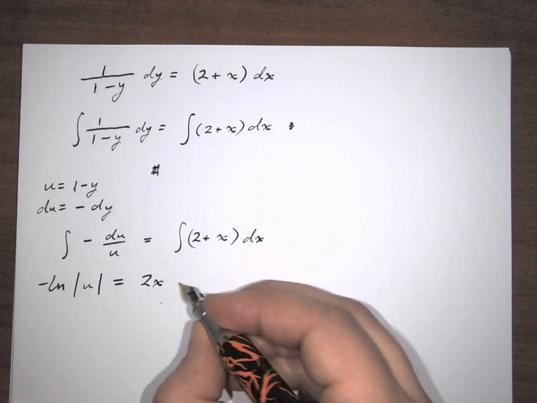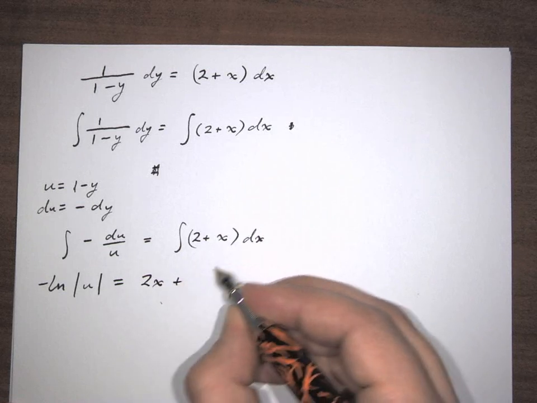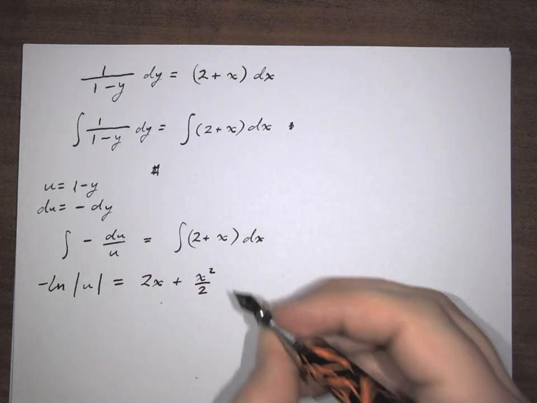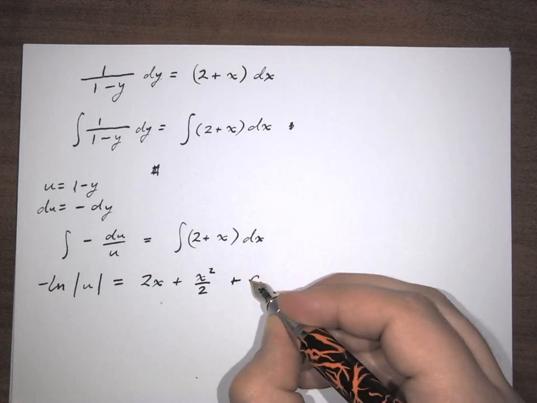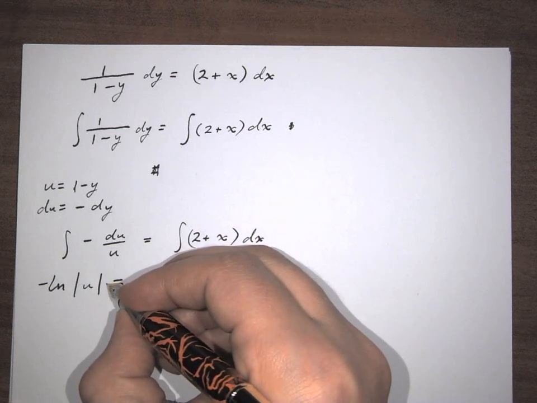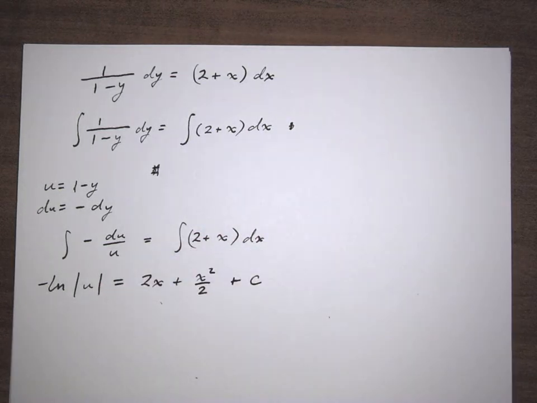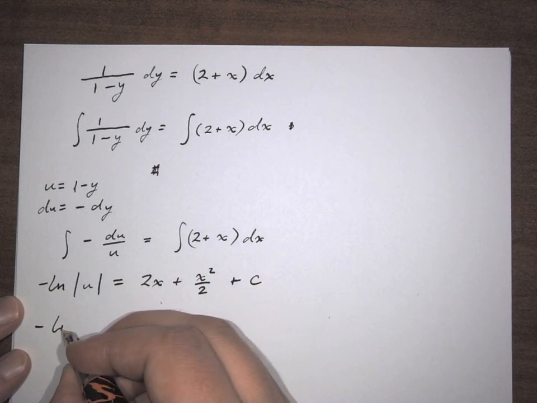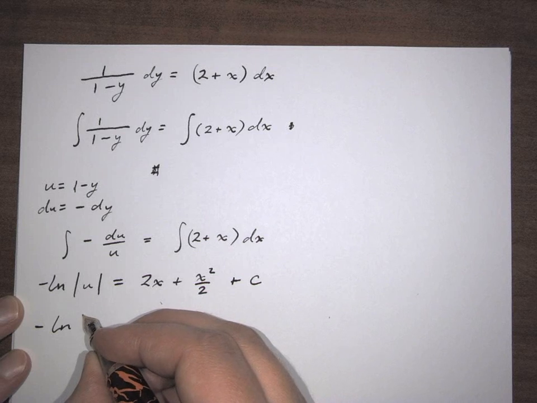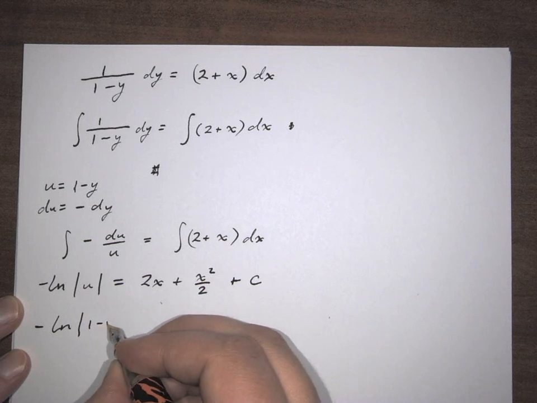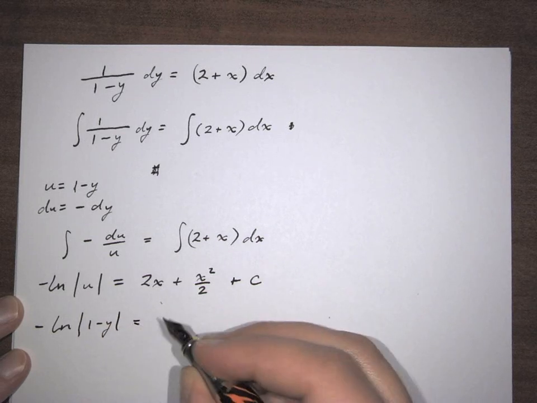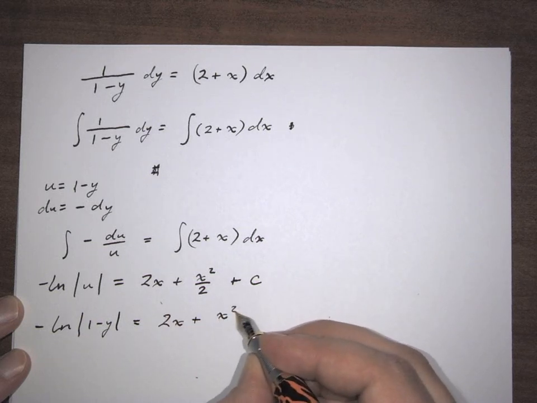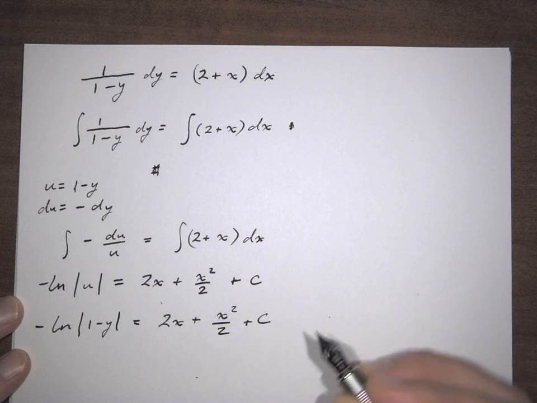And here, we're integrating with respect to x, so that's going to be 2x. And then that's going to be x squared over 2. And then finally, this is the constant of integration that applies really for both the left and the right alike. So now what we've got here is negative natural log of the absolute value of 1 minus y. And over here we've got the 2x plus the x squared over 2 plus the c.